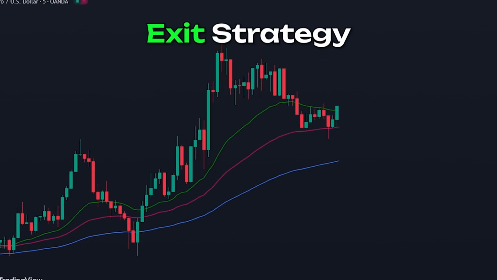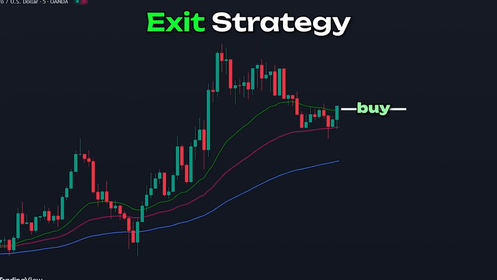Now for your exit strategy. So let's say you took a buy position here. You want to set up your stop loss at the 50 EMA, and for your profit target, you set it at 1.5 times your stop loss.